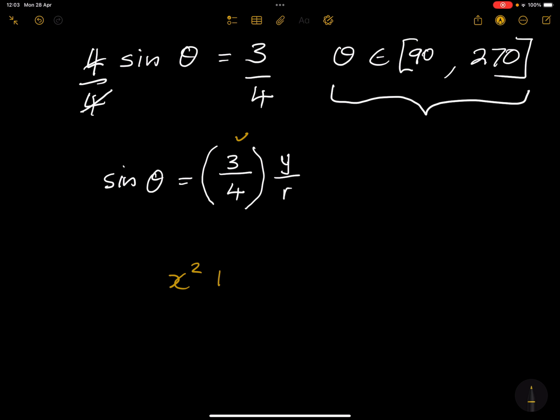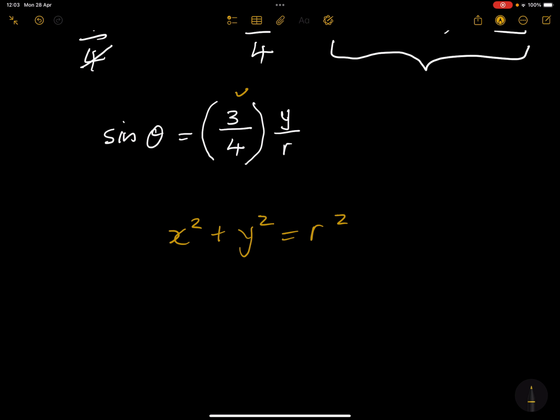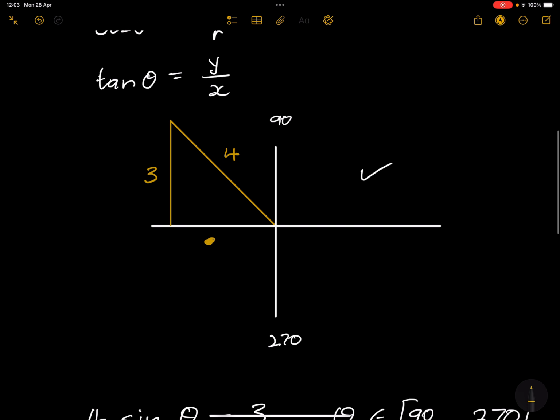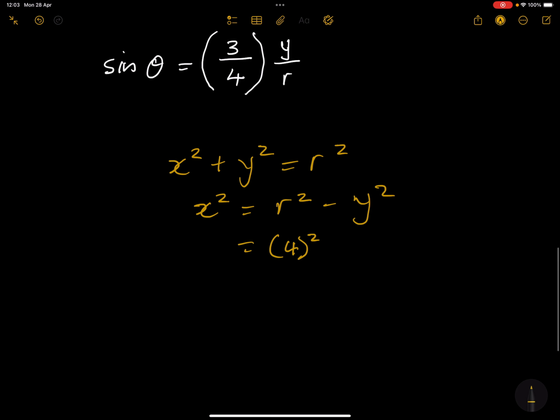So we know x squared plus y squared is equal to r squared. And so because I'm looking for x, I'm going to say x squared is equal to r squared minus y squared. So that will give me 4 squared. I know that my r value is 4, okay, that's the hypotenuse, minus my y squared. Remember that we said y is 3. Okay, so we say this is 16 minus 9. And I want you to note, ladies and gents, we know that 16 minus 9 would simply give us 7.